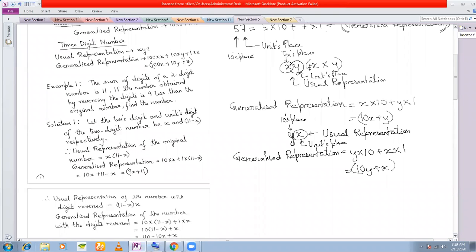So I took the number xy and got the generalized representation as 10x plus y. Now what I did was I reversed the digits of the number. From xy, I made it yx. The generalized representation changed to 10y plus x.